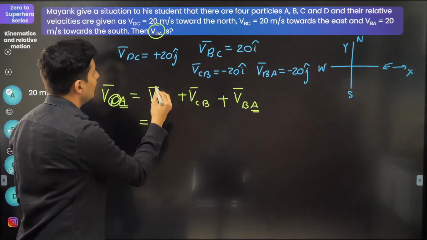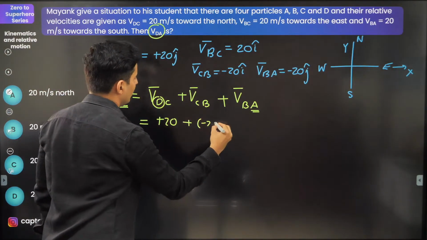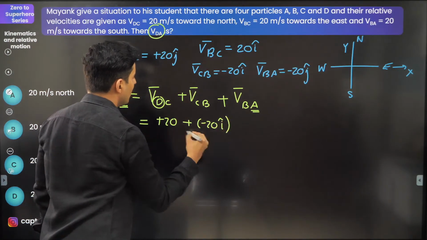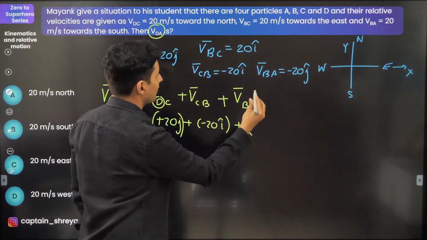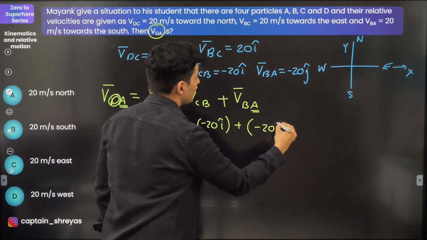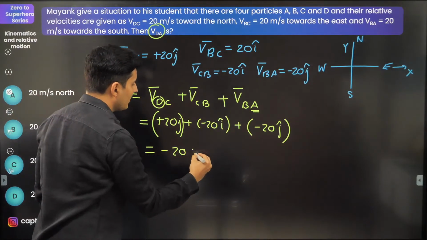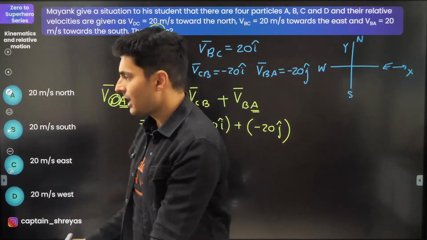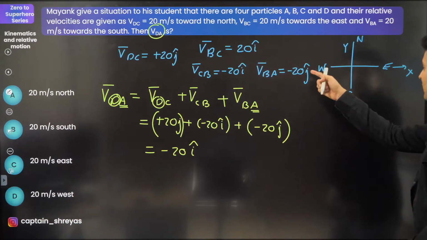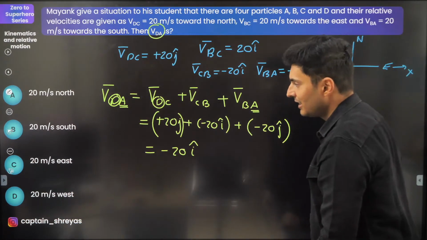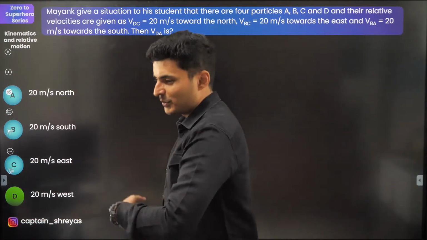Now just substitute. VDC is plus 20. VCB is minus 20. Oh, but this is i cap and this is j cap. And this one is nothing but minus 20 j cap. j cap goes with j cap, cancels, so it's just minus 20 i cap. Minus 20 i cap is right over there. Left side, west, obviously, minus 20. Option D. Very good, Bharti, very good. Excellent. No, it's not C.